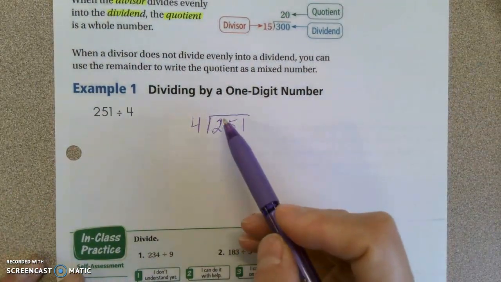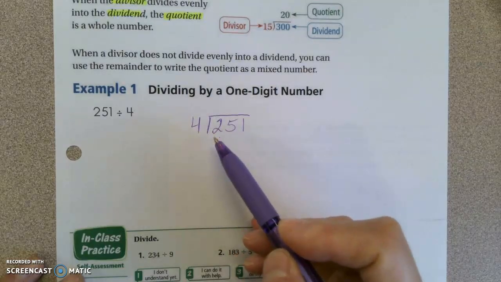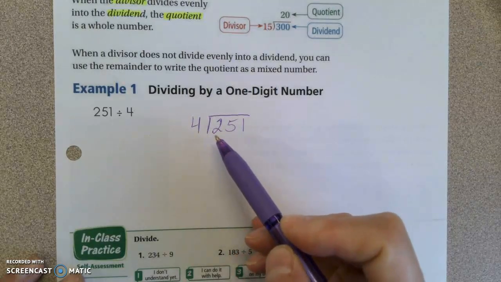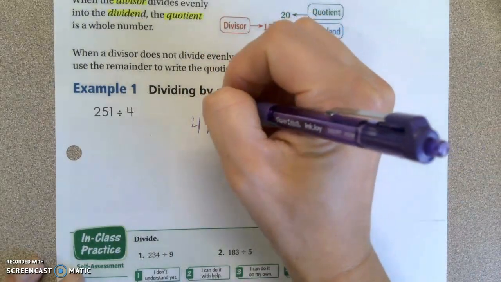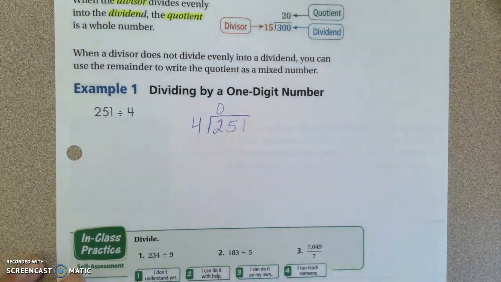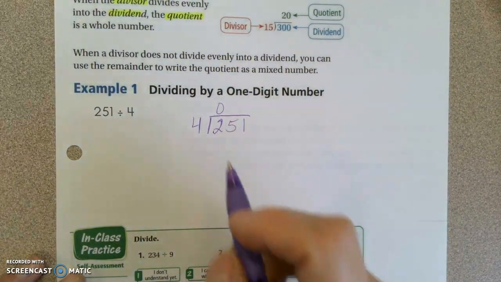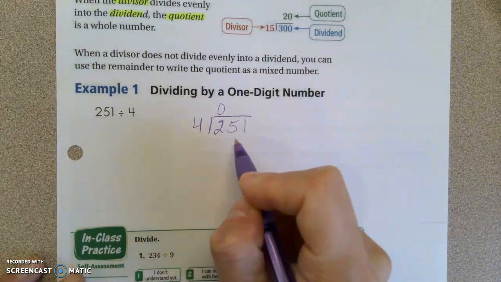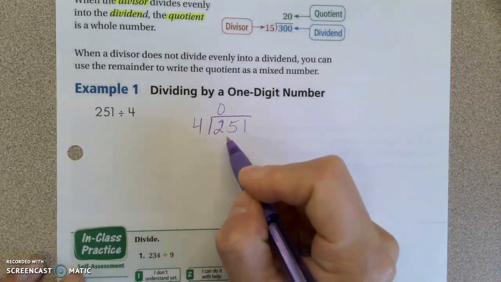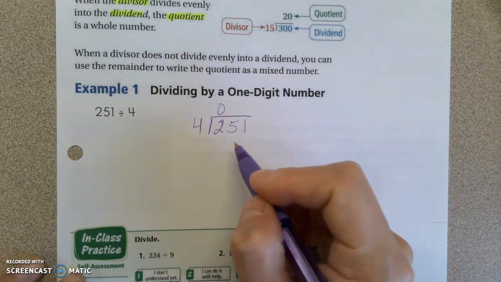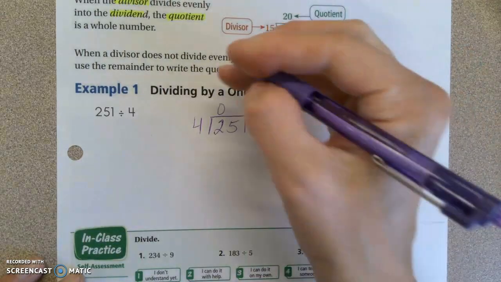Now I'm going to just start here on the left, and I'm going to see how many times 4 goes into 2. 4 does not go into 2, so we're going to put a 0 up there, showing it goes in there 0 times. Then I'll move on to the next two values. That makes a 25. 4 goes into 25 6 times without going over.